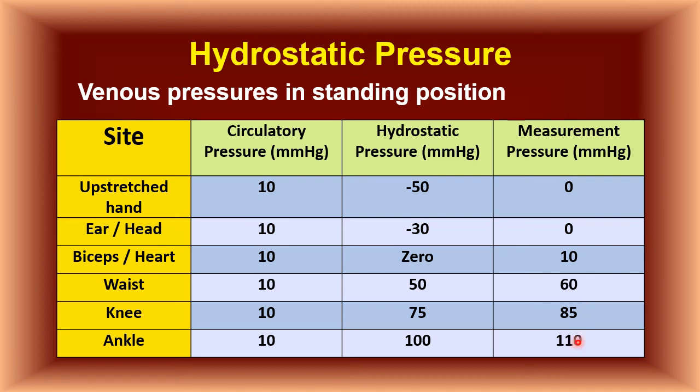So the total pressure here will not be exactly the hydrostatic plus the circulatory pressure. If we have incompetent valves, like what happens, for example, in varicose veins or a condition called chronic venous insufficiency, where deep veins or superficial veins lose the competency of the valves, these pressures will be exerted there.